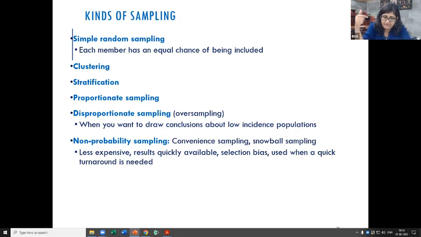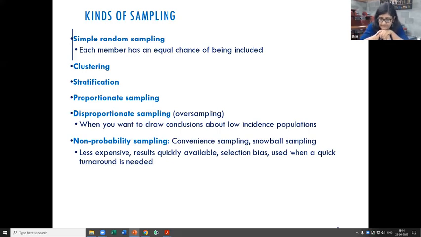No, there's randomness to it. So you can use a simple random number generator. Everyone has a number to them and you pick up certain people. Then you can do clustering. Clustering typically you do in schools with different sections. Let's say class 6 has 10 sections. You randomly choose a section and then sample everyone in that section.